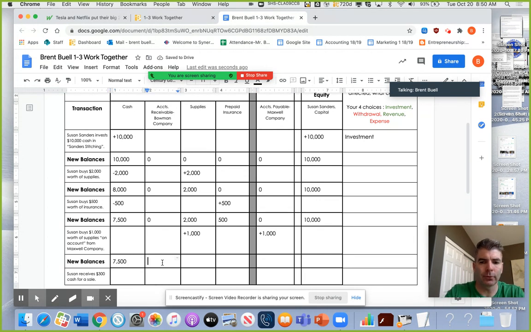7,500, 0, 3,000 now in supplies, 500 here the first time, 1,000, okay, and then 10,000.